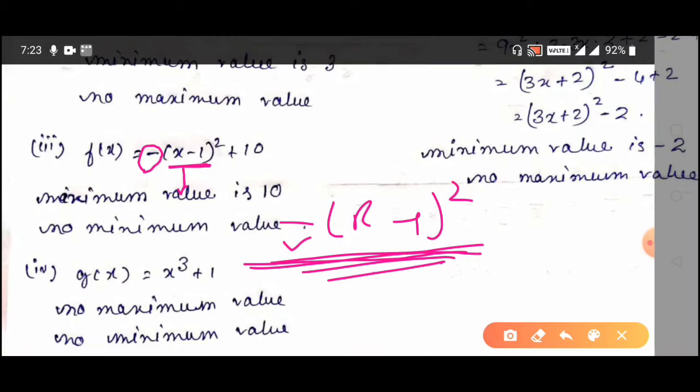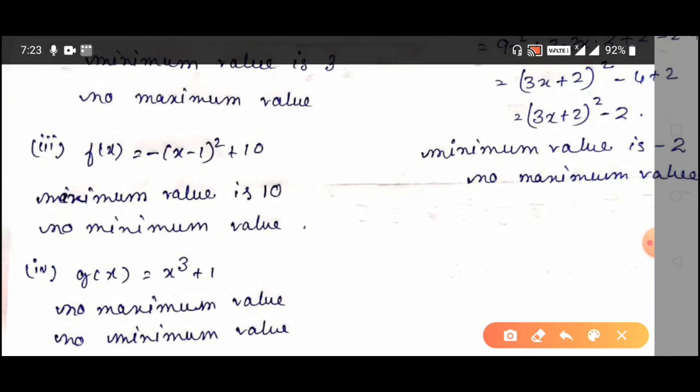How will we find the maximum value? If the thing given is −(x − 1)², then the maximum value of this will be 0, because this whole part is a negative quantity, and since we don't know the value of x, we can consider that the maximum value cannot be more than 0. The maximum value can be 0 only.